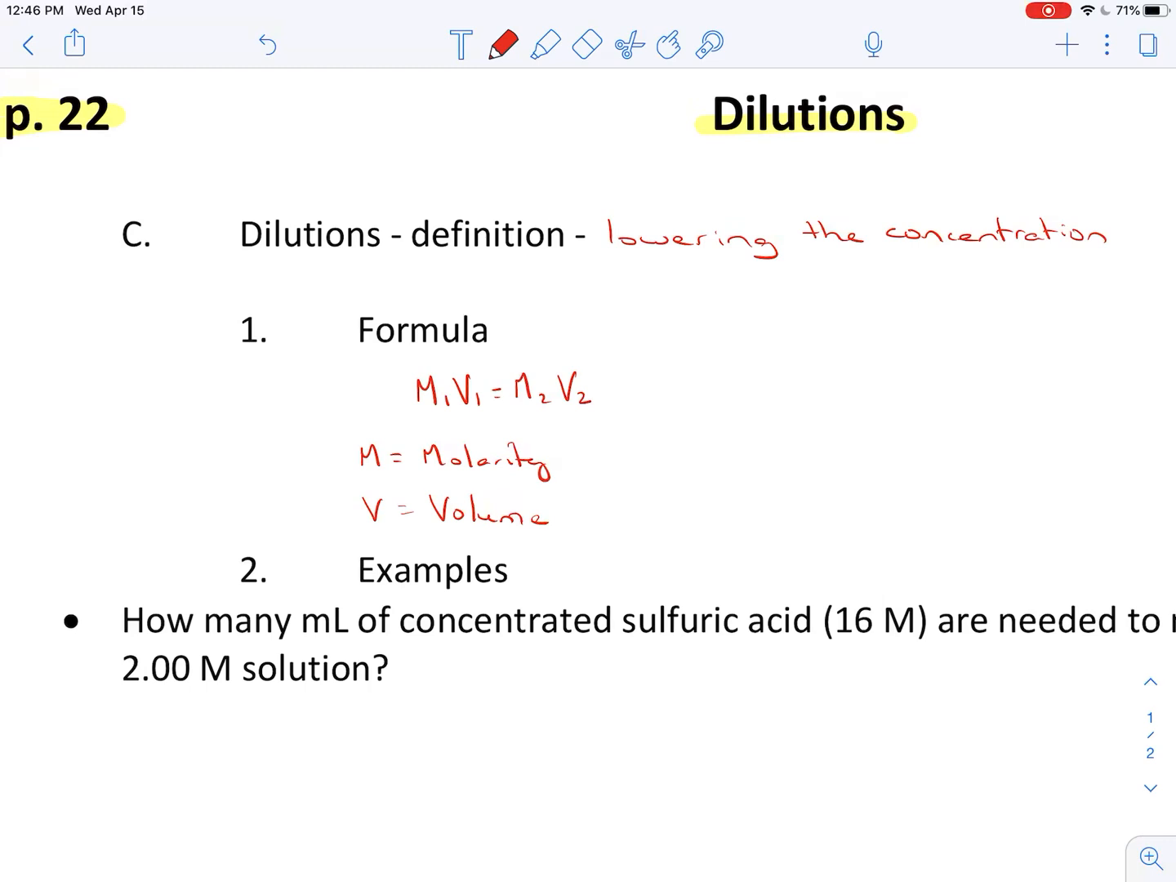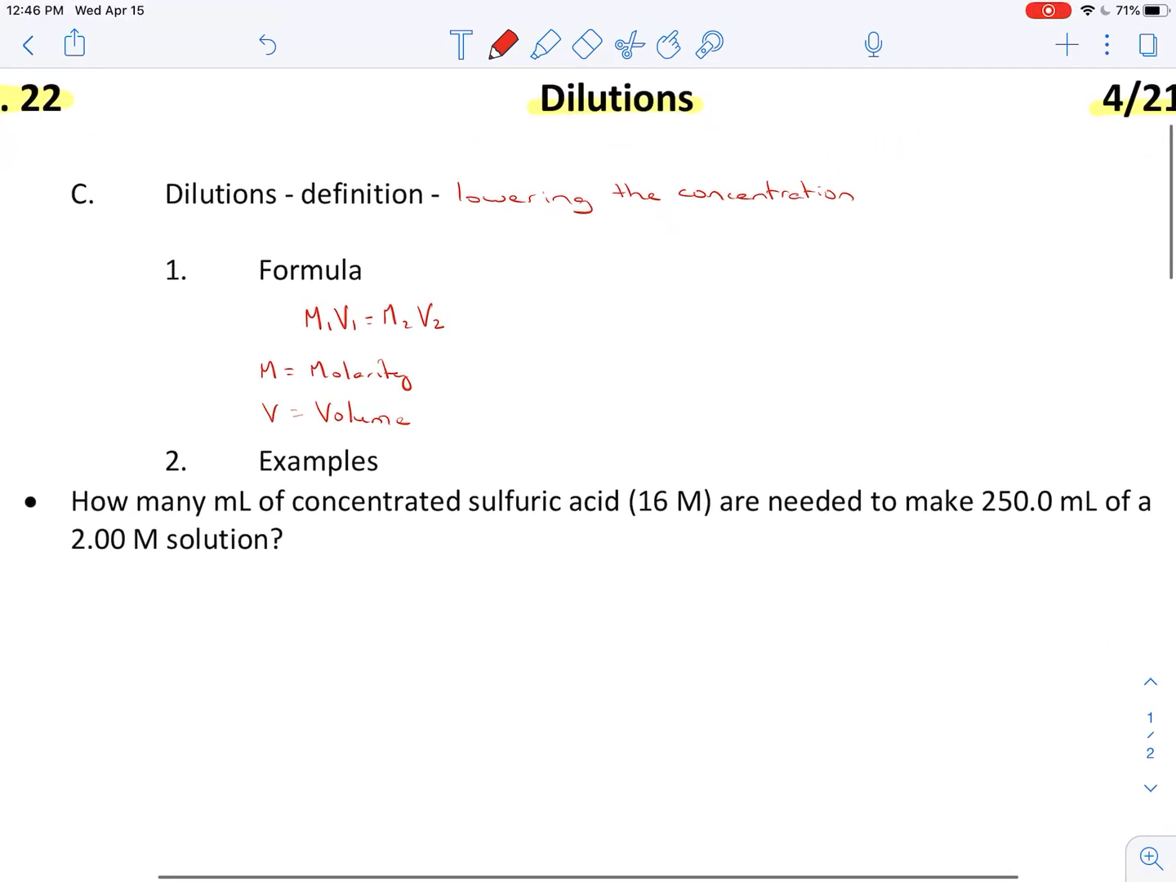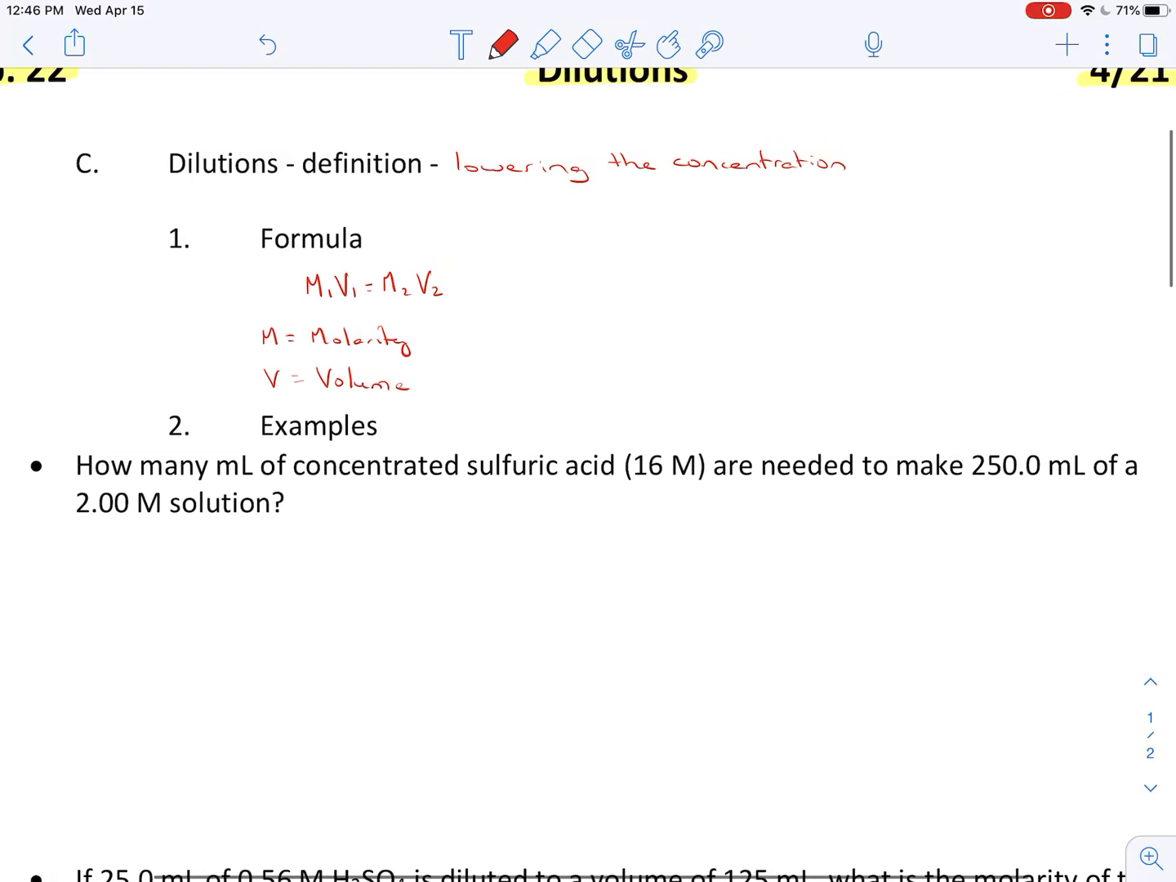So let's see if we can go through and try an example or two. We've got two here. If we read this first example, it says how many milliliters? We're looking for milliliters, which is a volume. So I'm going to label that as V1 because it's the first volume I saw. Of concentrated sulfuric acid, 16 molar. This is going to be M1 because it goes with that V1. We're trying to figure out how many milliliters of this strong stuff we need to make 250 milliliters, so that's going to be volume 2, of a 2 molar solution. So this is going to be M2.